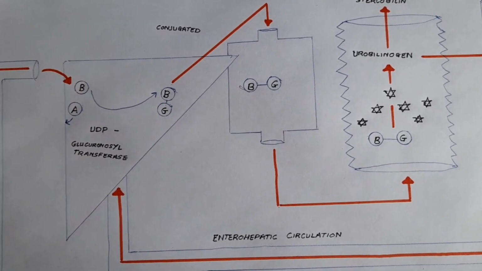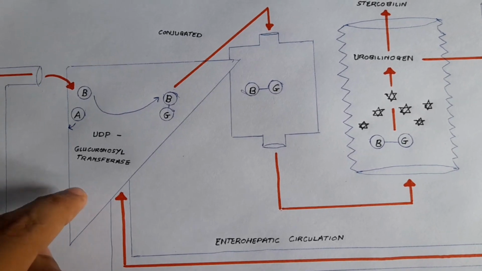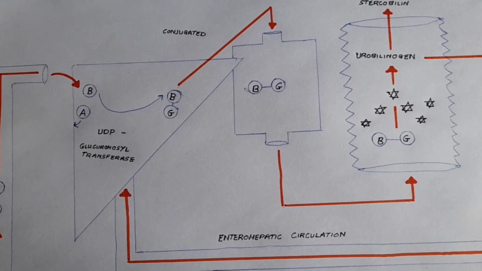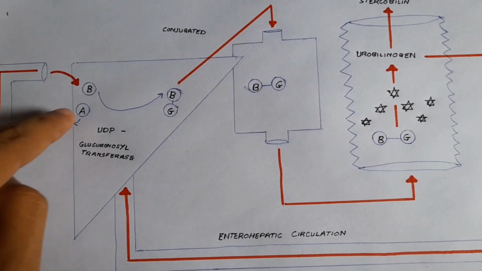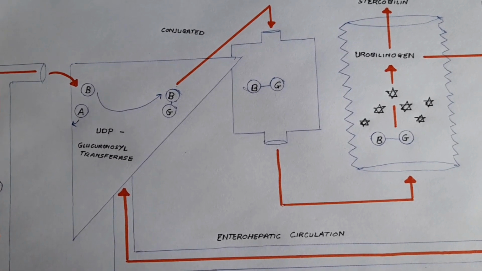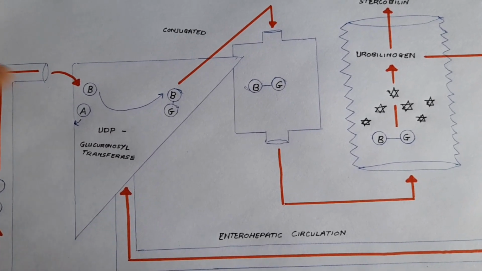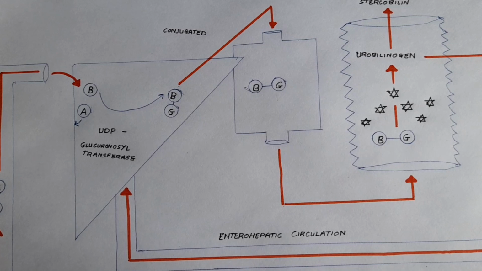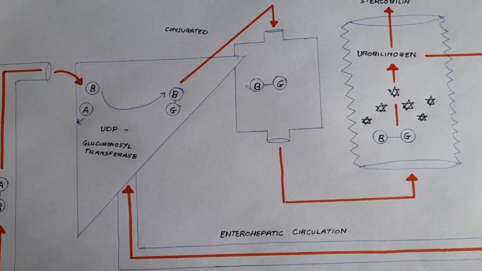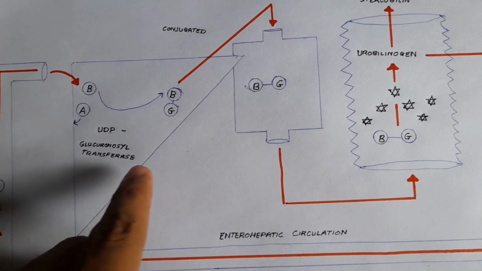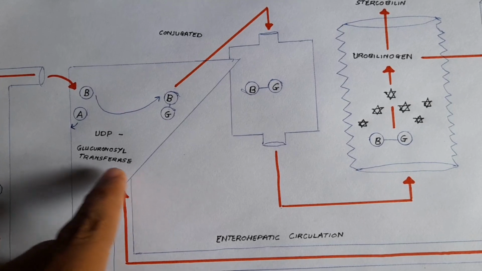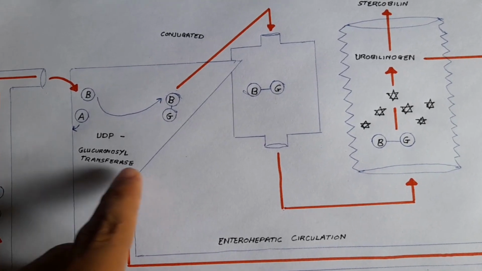So in the liver, we have this albumin and bilirubin which are combined together. We are not interested in albumin, so the albumin gets removed from this bilirubin. So now we have this bilirubin. This bilirubin gets conjugated with the help of the enzyme UDP glucuronyl transferase. Again, the name of this enzyme is UDP glucuronyl transferase.